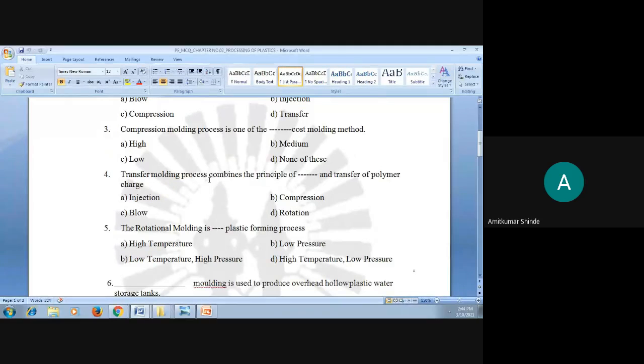Transfer molding process combines the principle of compression and transfer of polymer charge. Transfer in the transfer molding process is nothing but the polymer charge is taken in one transfer pot and then we are compressing it, means compression. Answer is compression.